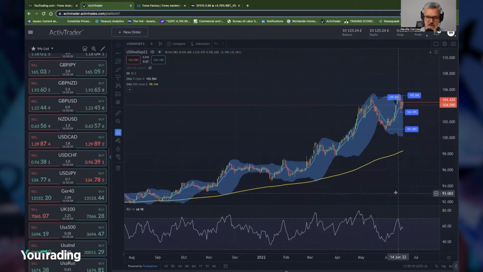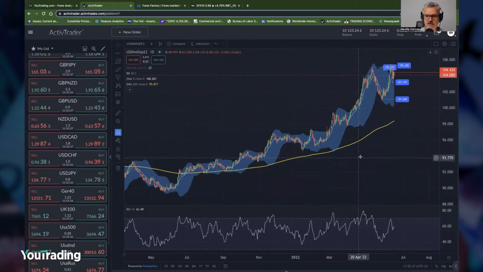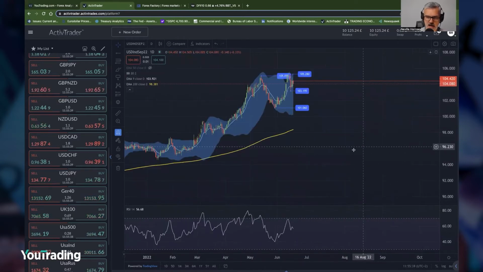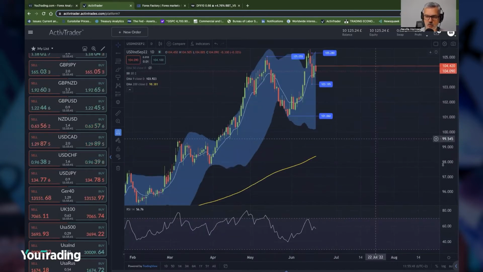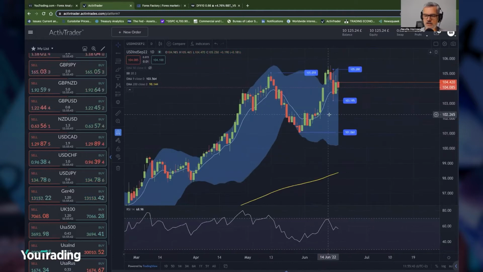We have been rising quite expeditiously since the Fed started raising rates. Obviously, we're just waiting now to see what the US dollar does.